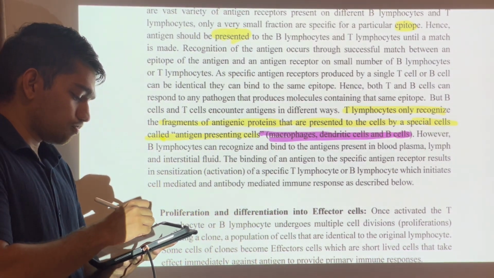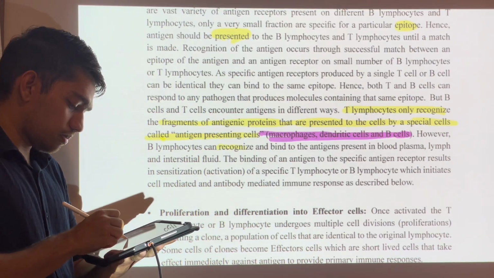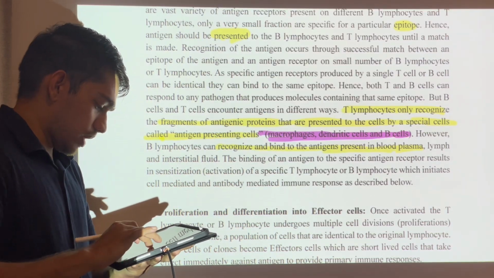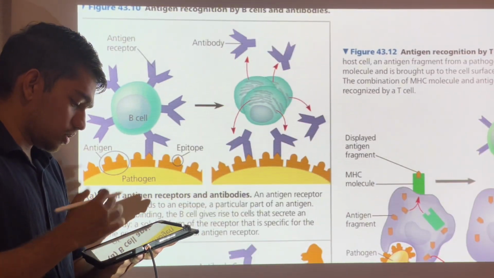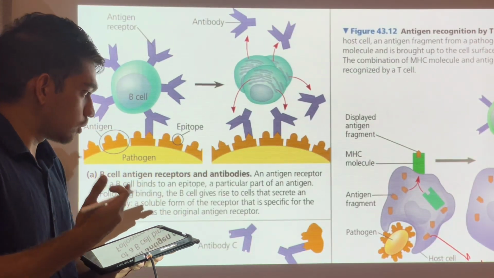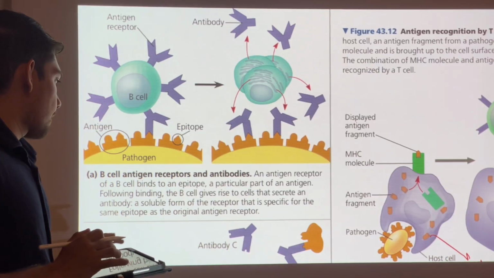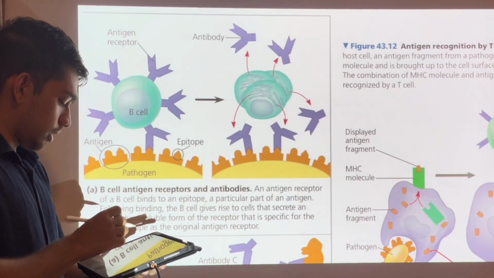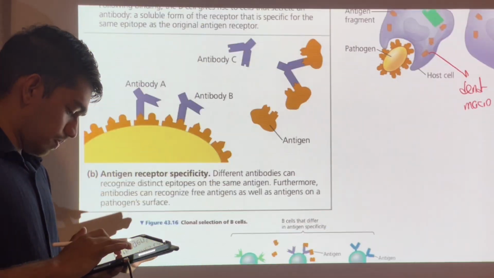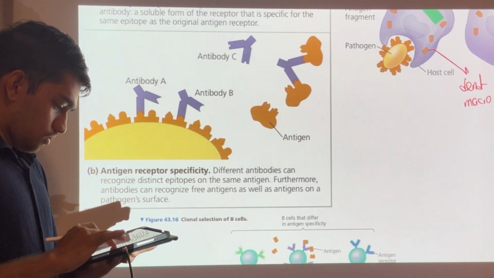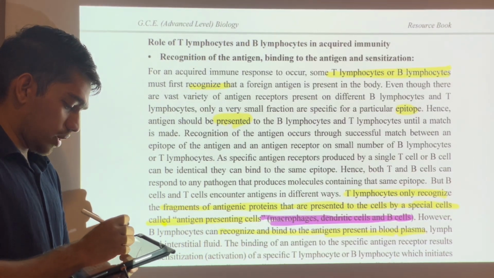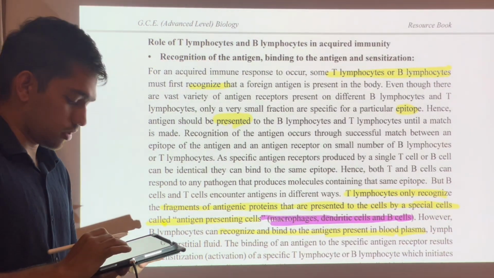But the B cells can recognize and bind to antigens present in blood plasma directly, right? See, the B cell does not require an antigen presenting cell to recognize. This B cell is going to directly connect with the epitope of the antigen of the pathogen, right? Clear? So that part is now done. We are done with the step. The recognition step is now complete.